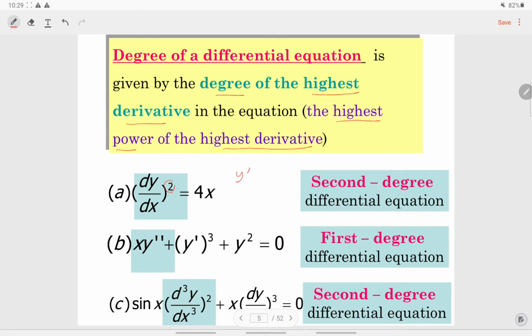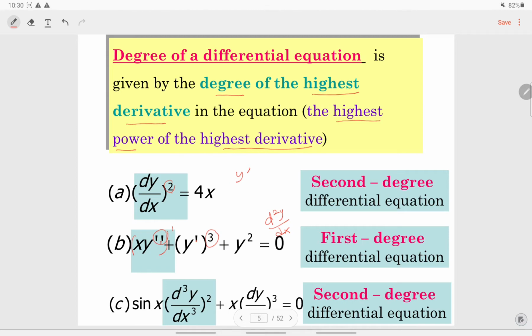For b, the first degree differential equation, because the highest derivative is here, the second order. Okay, the second order, but the degree is power of 1. Okay, that one is the first derivative. Even here the power of 3, but the derivative is 1. This one, the derivative is 2. Okay, so this is the first degree.